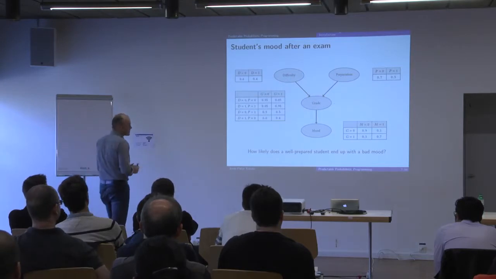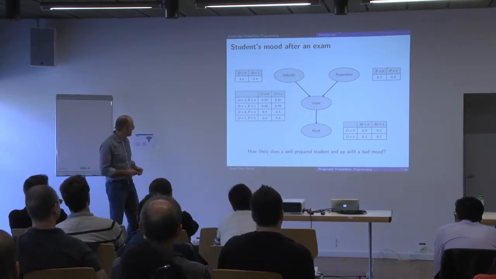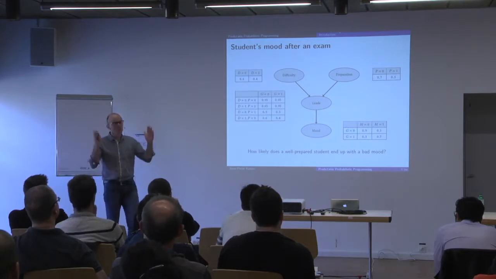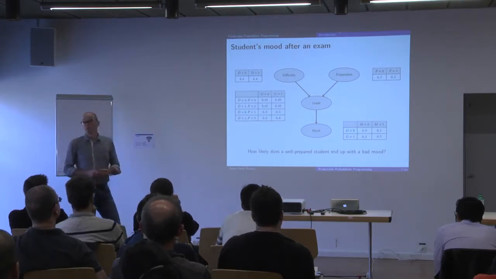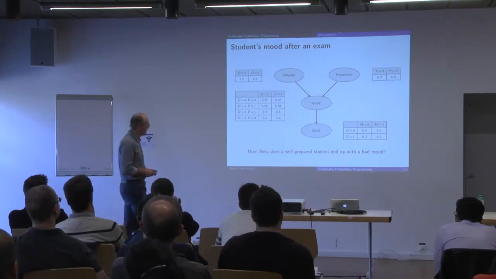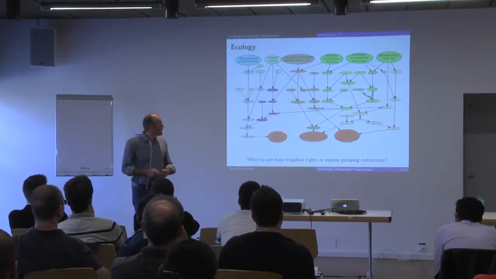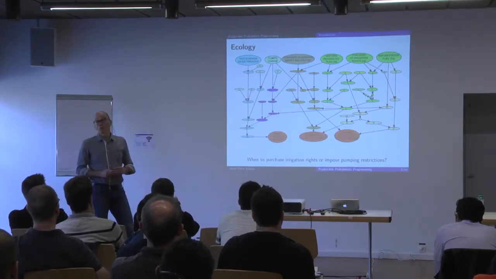And then typical questions that people in Bayesian inference ask, how likely does a well-prepared student, so you know the preparation is good, end up with a bad mood? Yeah? These are the kind of inference questions that people are answering. And exact inference on these networks is NP complete. So people most of the time use approximate reasoning.